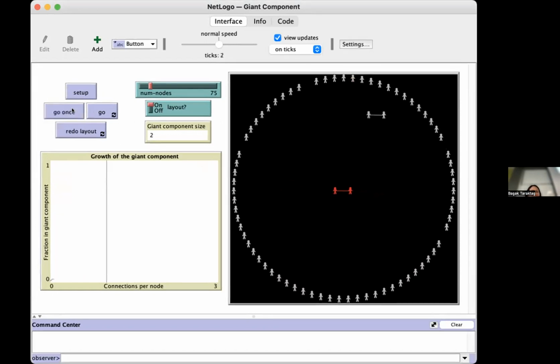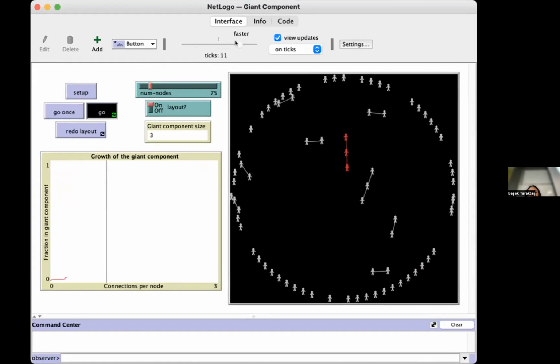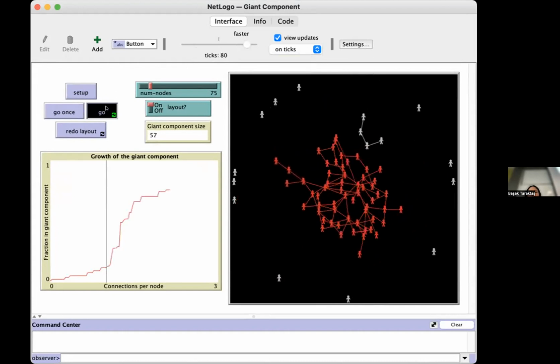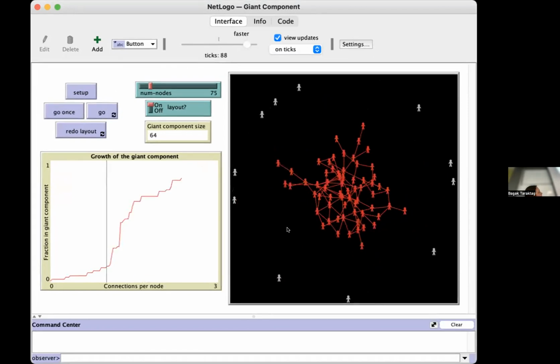And then you go twice, another randomly chosen pair will be connected. And if you continue doing so, and I'm gonna speed it up a little bit. Suddenly we saw that most people became interconnected. So that's a component, that's called a giant component.